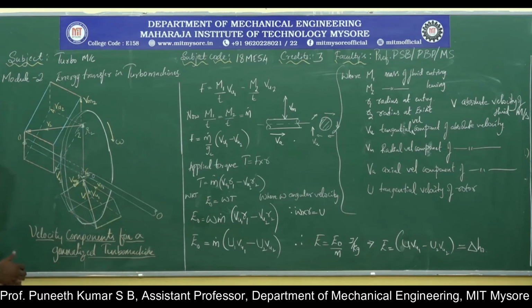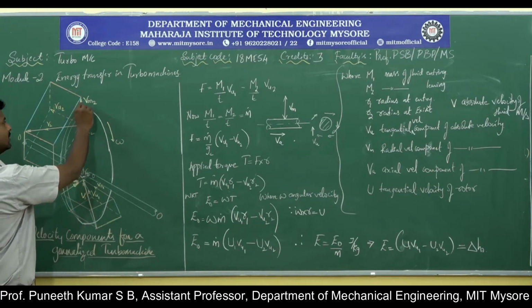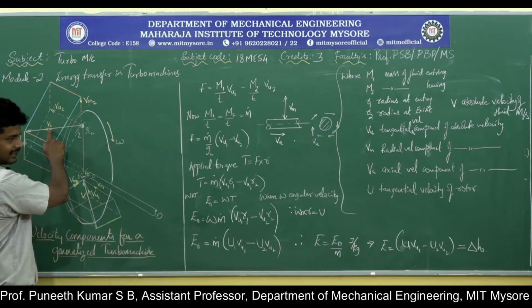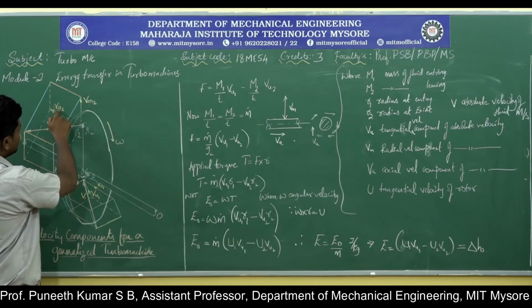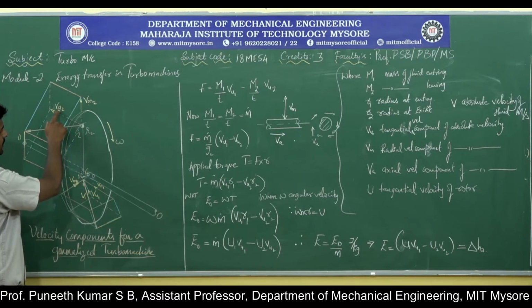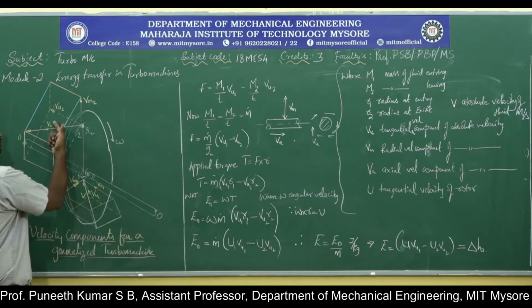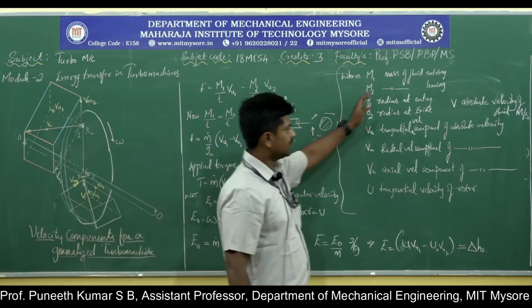Next, similarly, I can see the exit conditions. Here Vm is the radial component of the absolute velocity at the exit. Va2 is the axial component of the absolute velocity at the exit. Similarly, Vu2 is the tangential component of the absolute velocity at the exit. So all of this has been defined and also written over there.